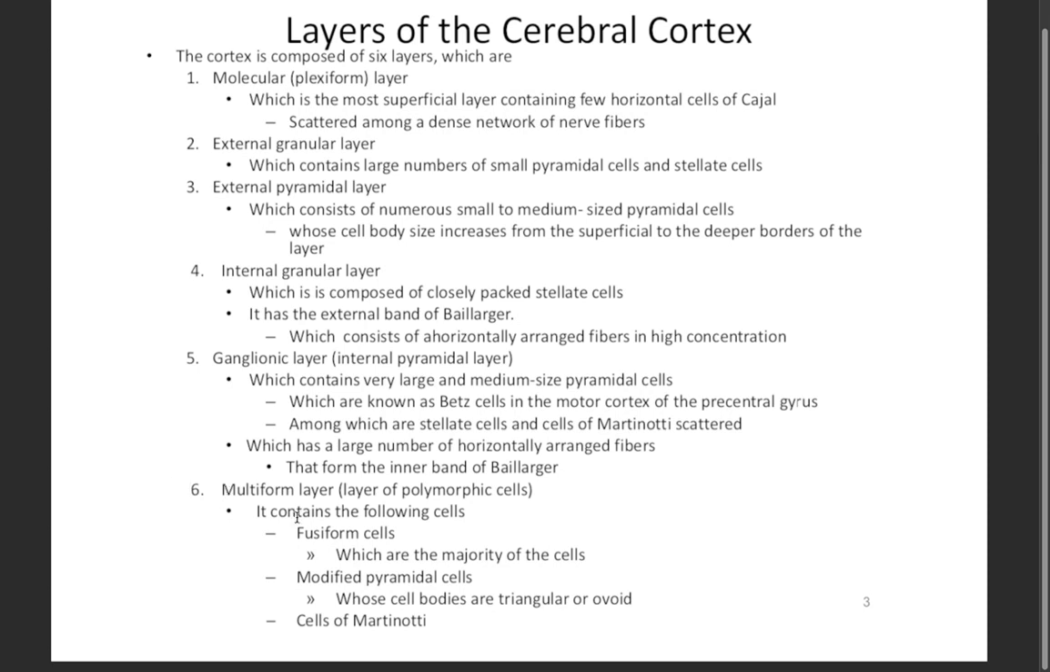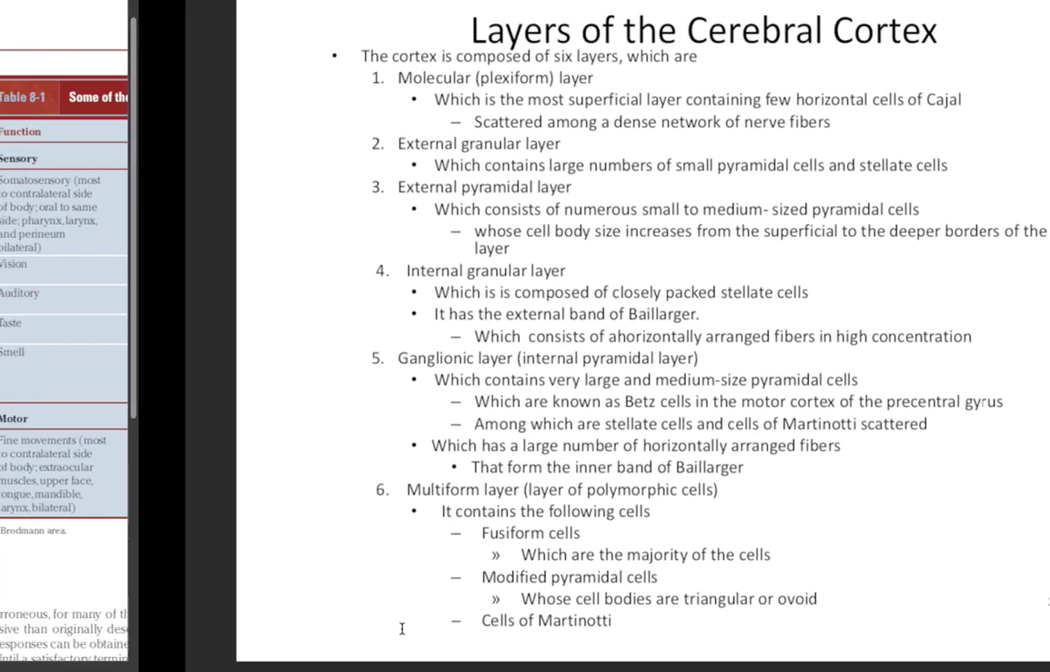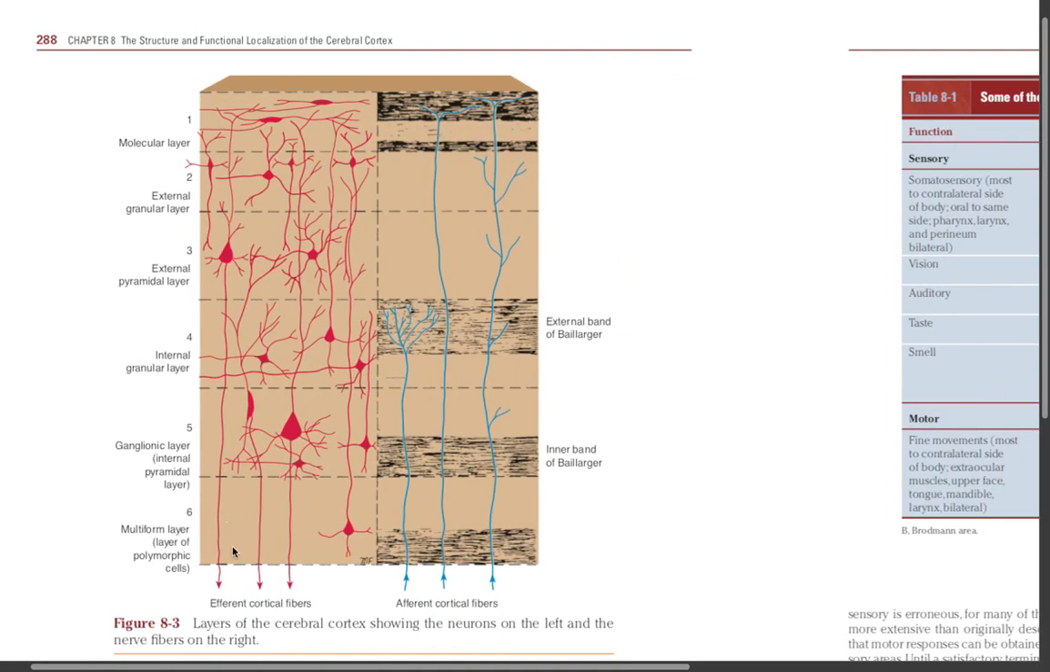So again, the sixth layer contains fusiform. It's called pleomorphic cells. Why? Because it contains a variety of sizes and shapes of cells. For example, you have the fusiform cells, they compose the majority of the cells. The modified pyramidal cells, whose cell bodies are triangular or ovoid in shape, and finally the cells of Martinotti, and this is the sixth layer and the final layer.